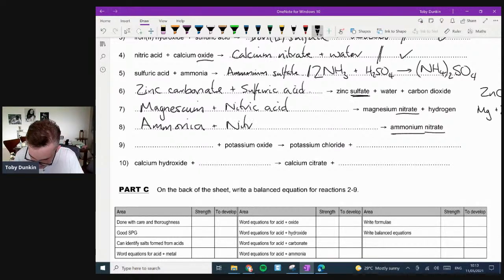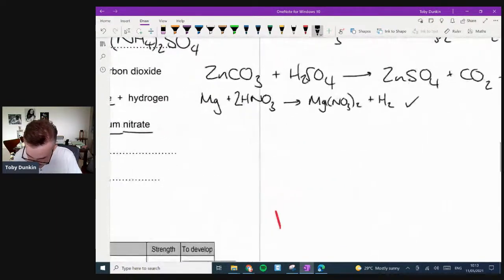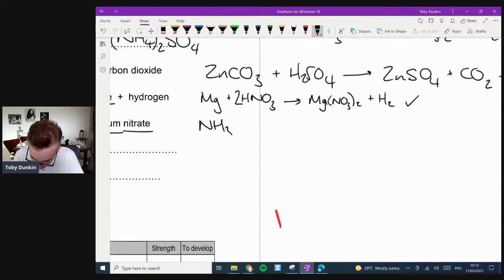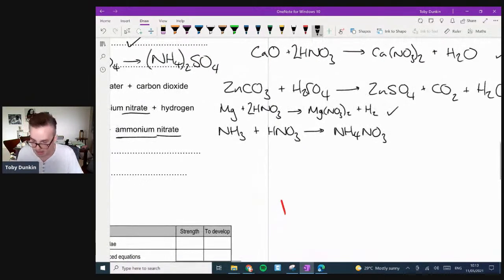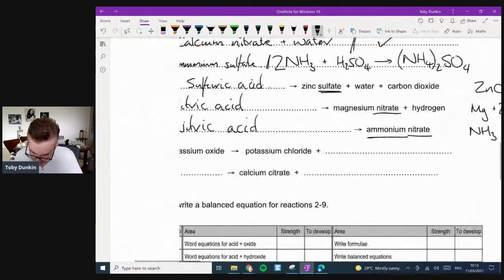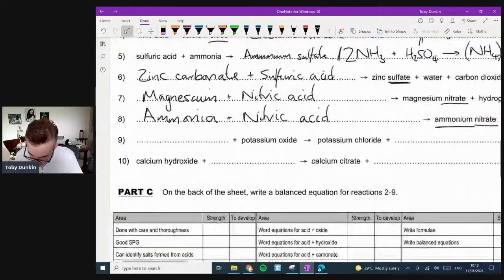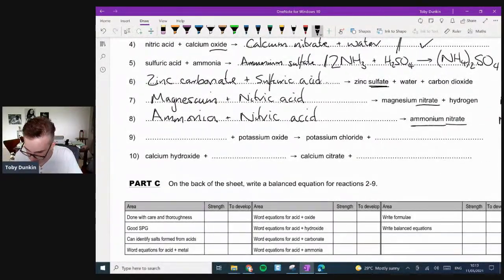Plus nitric acid, because it's a nitrate, and I'm done. Let's convert it into a symbol. Ammonia, NH3, plus HNO3 goes to ammonium nitrate, no brackets, because it's NH4 plus and NO3 1 minus.